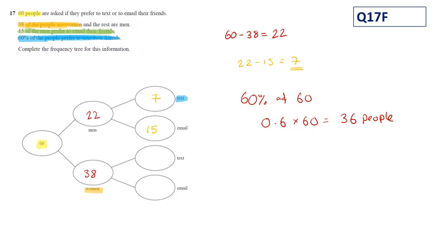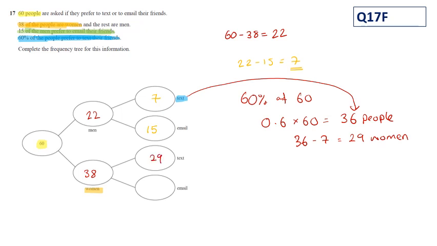And we know out of these 36 people, 7 are already men. So the number of women that prefer to text would be 36 minus 7, which is 29 women. So 29 women prefer to text.